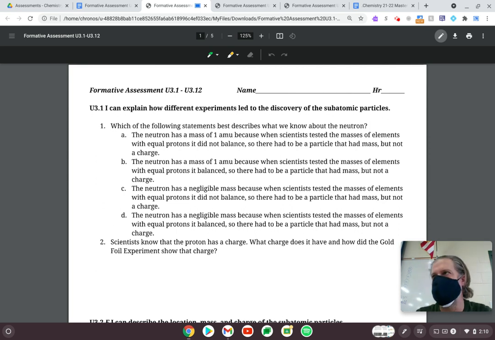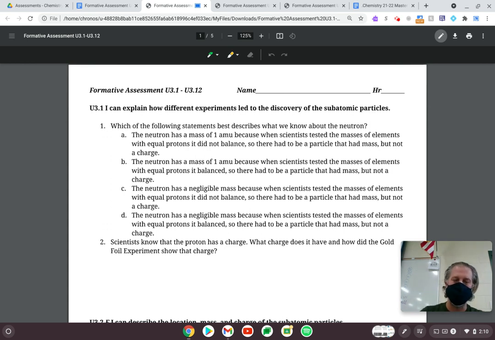And when you read through these particular questions, hopefully you noticed that they were that tricky kind of question where two answers are very, very similar, and another two answers are very, very similar, and then you had to figure out which is which. So I'm going to walk through how I did that. A says a neutron has a mass of 1 atomic mass unit when scientists tested the masses of elements with equal protons and did not balance. So there had to be a particle that had mass but not a charge.